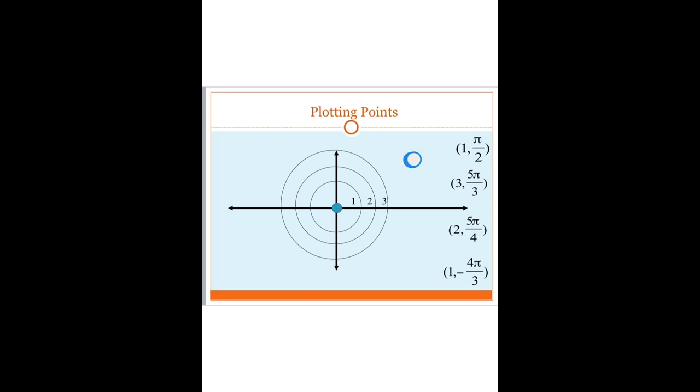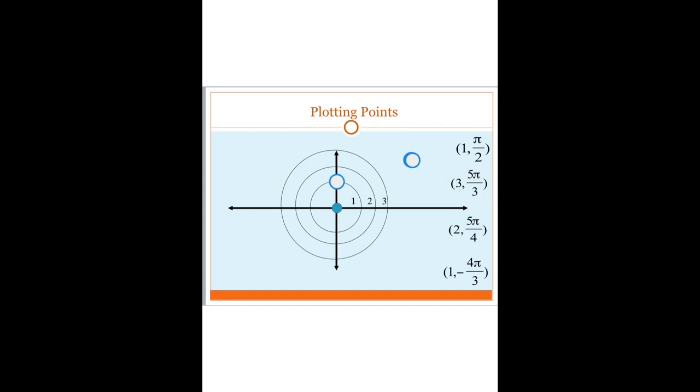For some examples of our polar coordinate system, let's go ahead and plot some points. Our first point is 1, pi over 2. That 1 is going to tell us how far we're going out from our pole or our central point, so we're going to go out 1. And then our pi over 2 is going to tell us how much we're going to rotate. So I'm going to go out 1 and then rotate to be at pi over 2. For my next point, we have the point 3 and then 5 pi over 3.